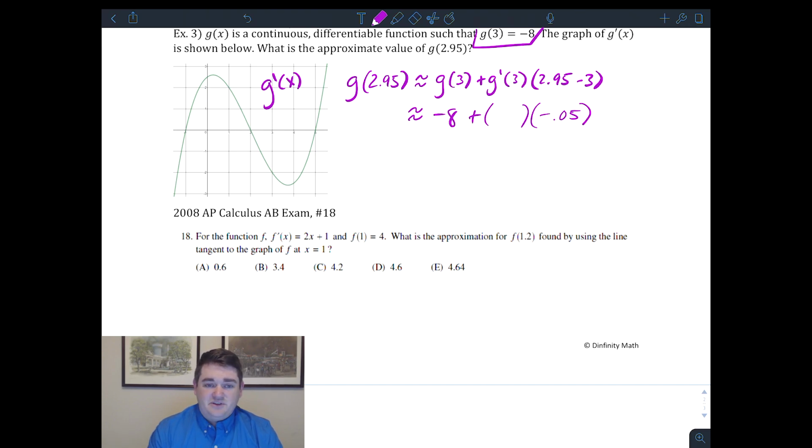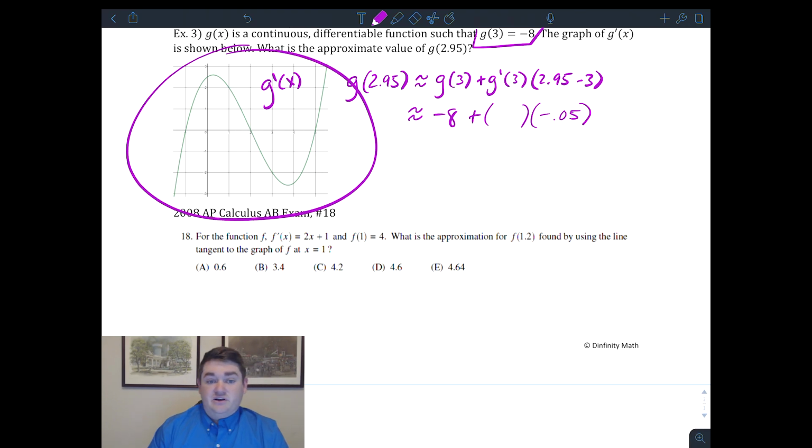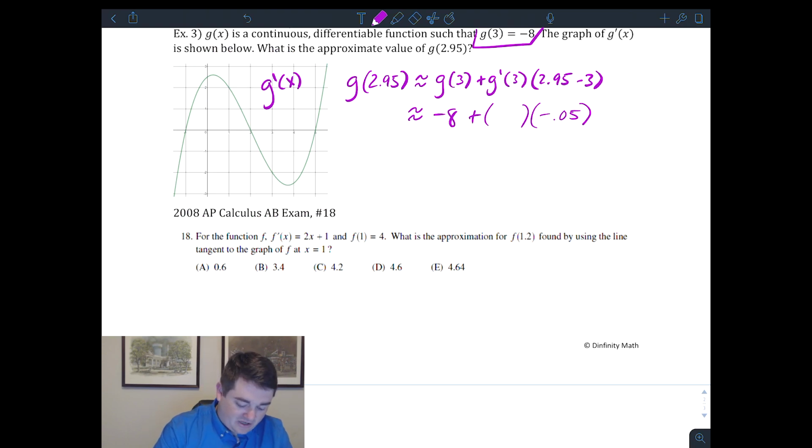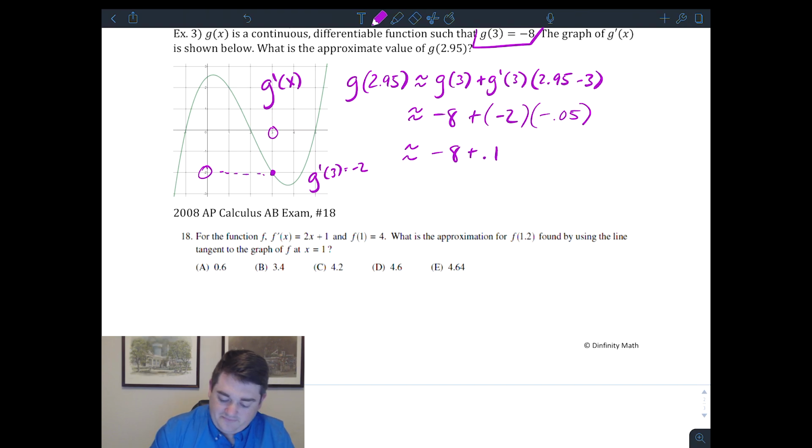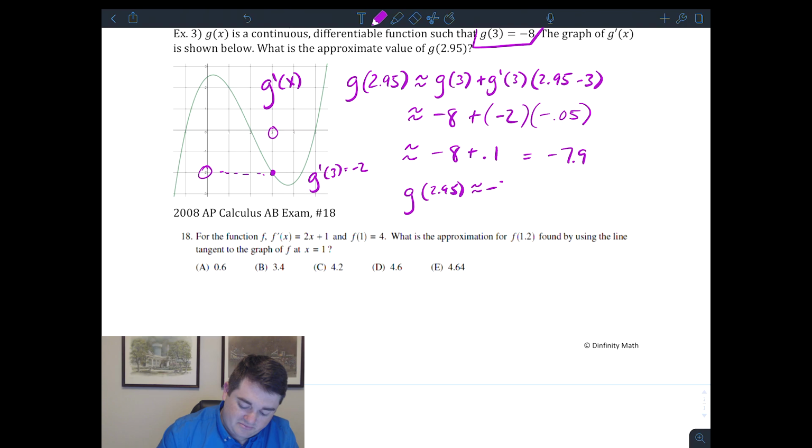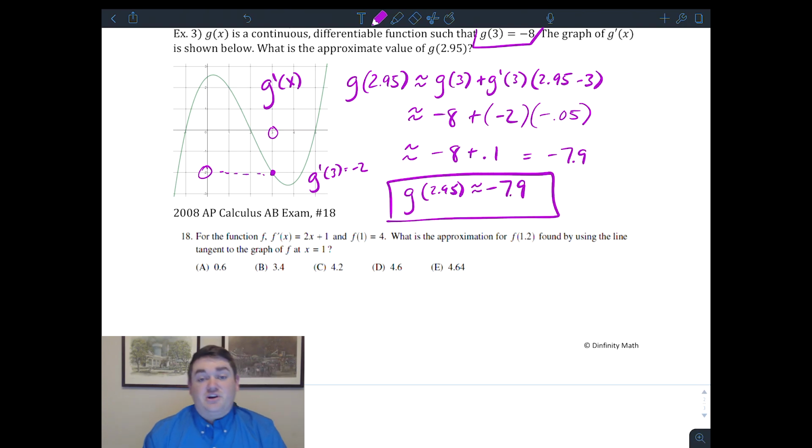I don't know what g prime of x is, but I do have this graph over here. So if I come over and look at this graph and go to 3, I can see the value of the graph when x is 3 is negative 2. So by going to that point on the graph, I know that g prime of 3 is negative 2. So I'm going to put a negative 2 right there. So I've got negative 8 plus 0.1 is negative 7.9. So g of 2.95 is approximately negative 7.9. And with your current knowledge, we don't know if that's an overestimate or an underestimate.